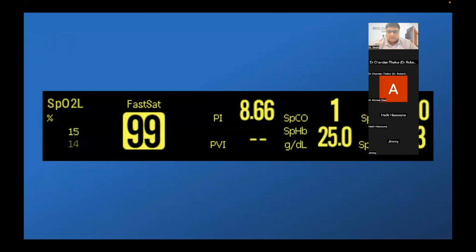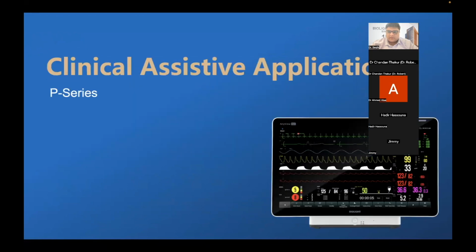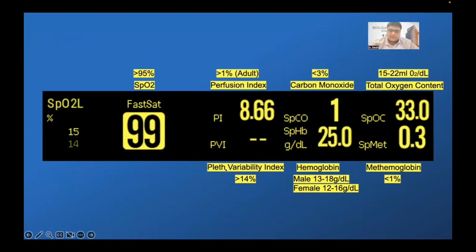And then we have a lot of non-invasive parameters by Masimo Rainbow, which are all calculated by. So as you can see, we have perfusion index, pleth variability index, carbon monoxide, hemoglobin, methemoglobin, and total oxygen content. All of this is being acquired from a pulse oximeter.